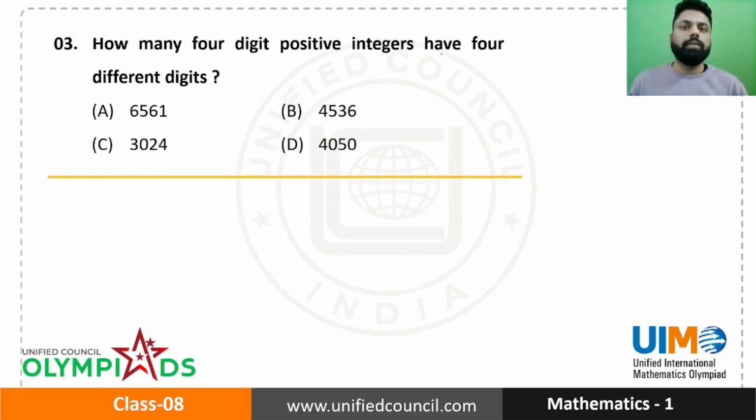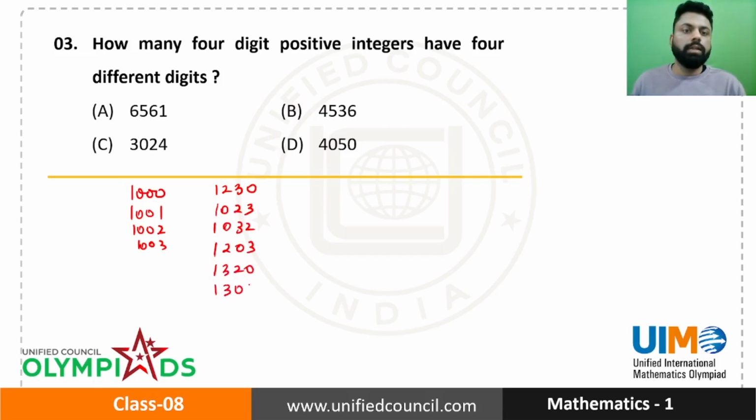How many 4-digit positive integers have 4 different digits? So see, 1000, then 1001, 1002, 1003. In all of them, at least 2 digits are getting repeated. So all 4 digits are different: 1234, 1230, 1023, 1032, 1203, 1320, 1302. Then after that, we are having these 6 arrangements.